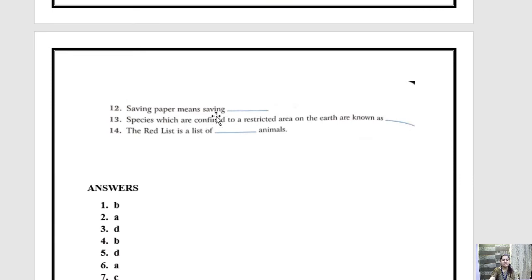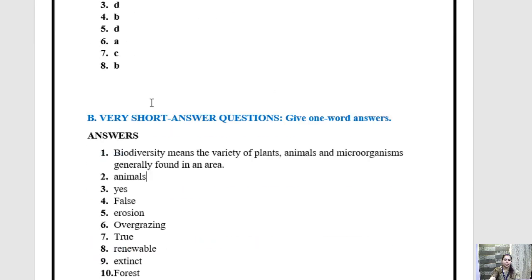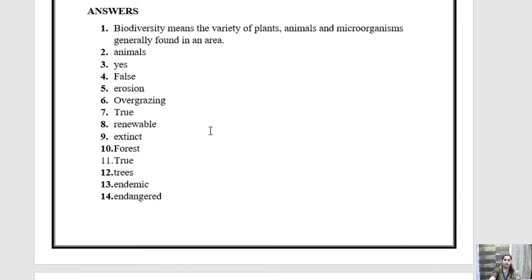Okay. 12. Saving paper means saving trees. Write it down. Saving paper means saving trees. And not only saving trees and plants, but also saving energy, saving pollution and saving water. So we should save paper. So for 12th, answer is trees.